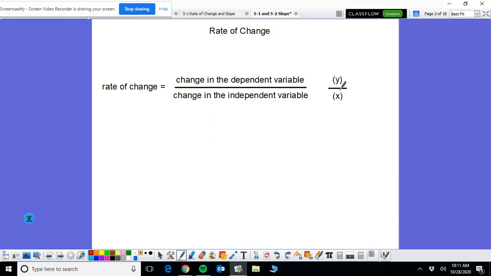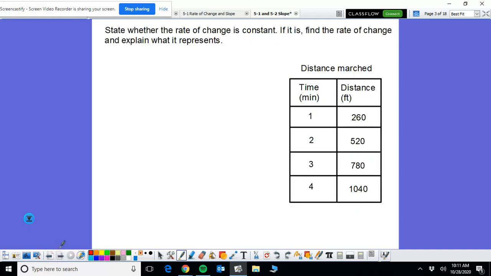Okay, so what does that exactly mean? Well, it's a little tricky. It might not make sense with this slide, but as we go through, like for example, this one, you're going to see that there's things that are x and y that are in real life, like time and distance. So time we measure in minutes and distance in feet. This looks like somebody's marching. It could be maybe a band or maybe something in the military. We really don't know, but there's some chart of time versus how far somebody marched. So we're going to look at whether the rate of change is constant, and if it is, find the rate of change and explain what it represents.